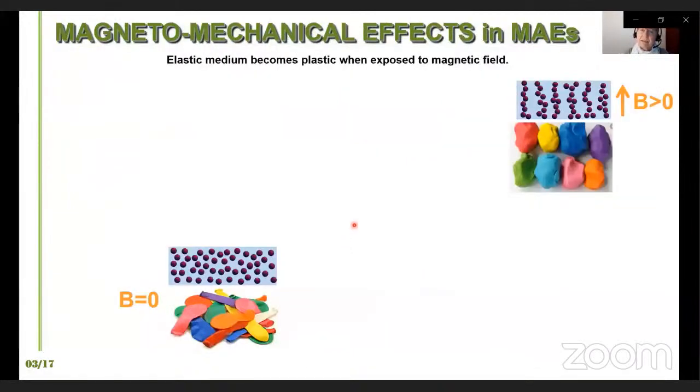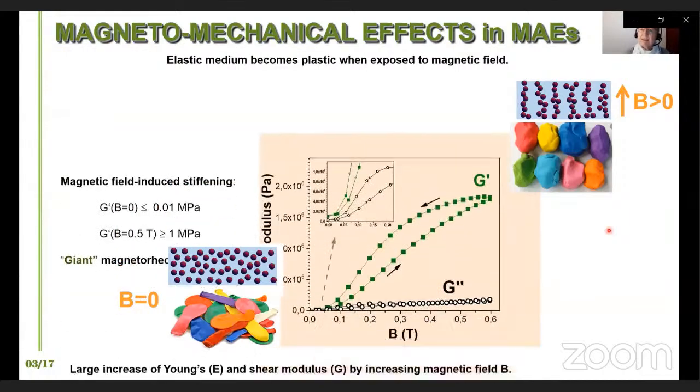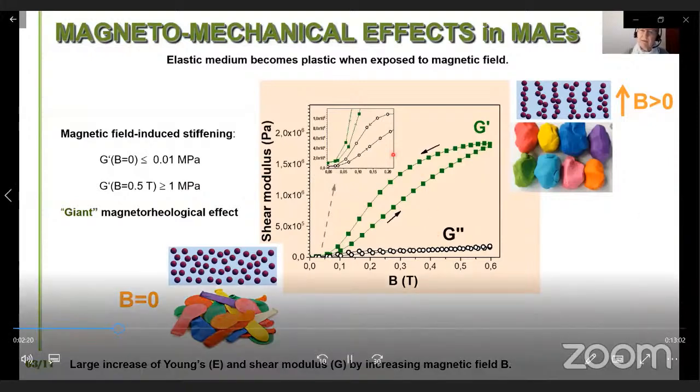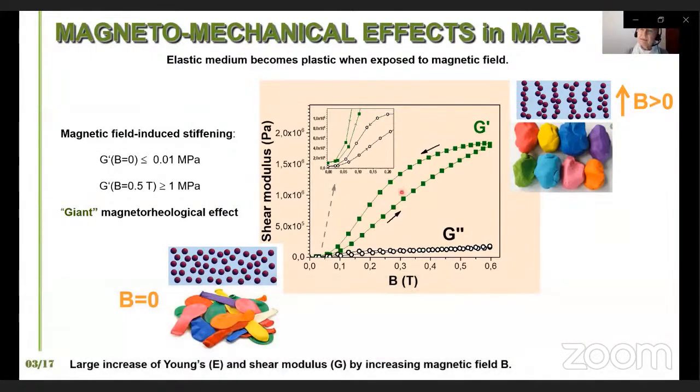And what is very specific about magnetoactive elastomers is that they experience very large changes in their mechanical and other physical properties as a function of magnetic field. For instance, when they are out of the magnetic field, they behave like very soft rubber balloons. But when they are exposed to a magnetic field, they become like plasticine, or like a putty, they become plastic. And in between low and high magnetic field, they strongly change the shear modulus and the Young modulus as a function of magnetic field. This increase in the values of the shear modulus can be several orders of magnitude. And this effect is known as the giant magnetorheological effect.